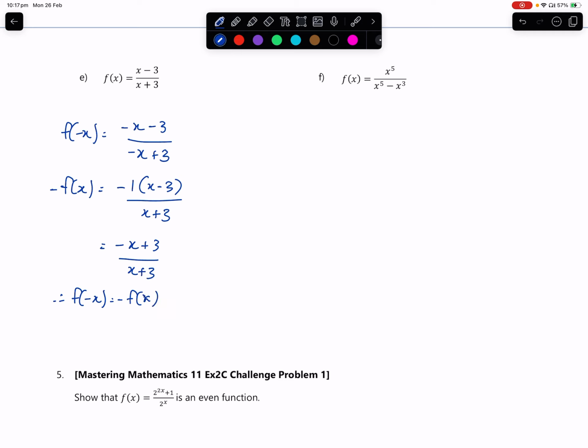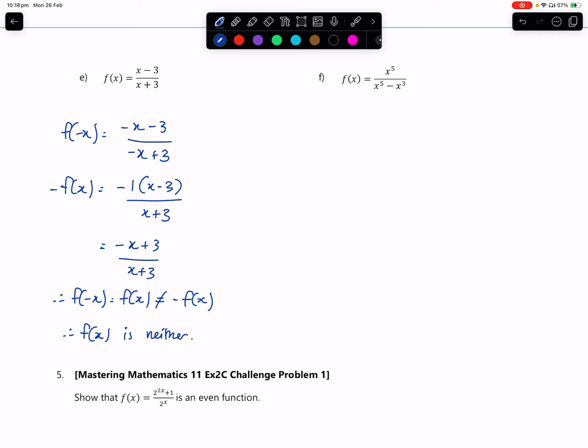Which means that f of negative x is not equal to both of those. So we can say it's not equal to the original and also not equal to the negative f of x. Since these two are not the same, we can say therefore it's neither. Okay, f of x is neither.